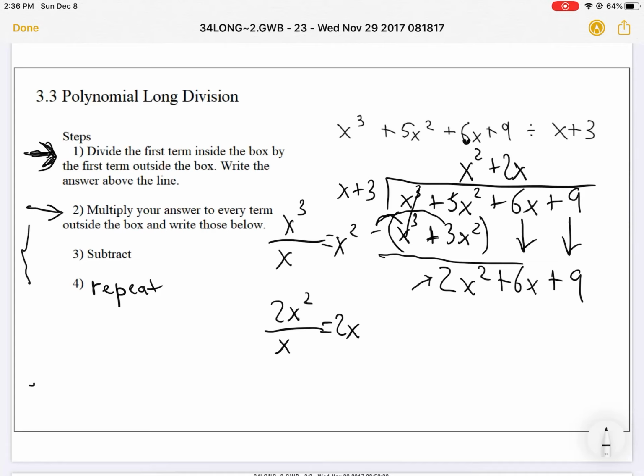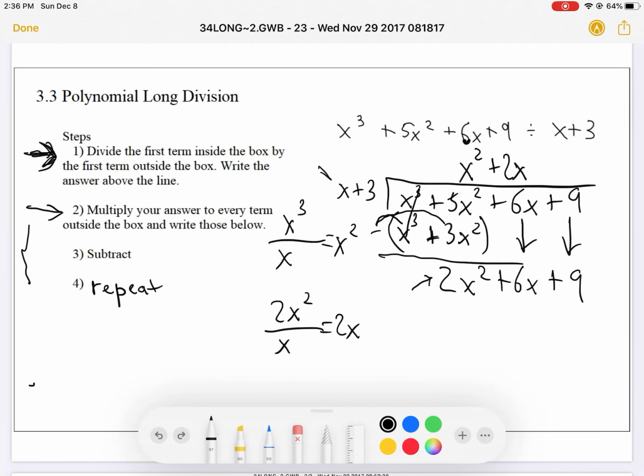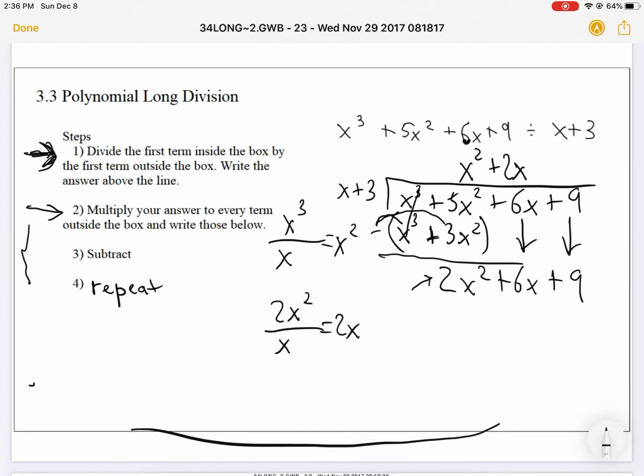Again, step 2 says I'm supposed to take what I've written above the line, the new part of my answer, and multiply that to everything on the side. So now I'm taking 2x times the x over here. I'm not going to keep that arrow there. 2x times x would be 2x squared, and 2x times 3 would be 6x. If we are subtracting, which we should be because that's step 3, both of these are going to cancel out, which means we're left with just the 9.